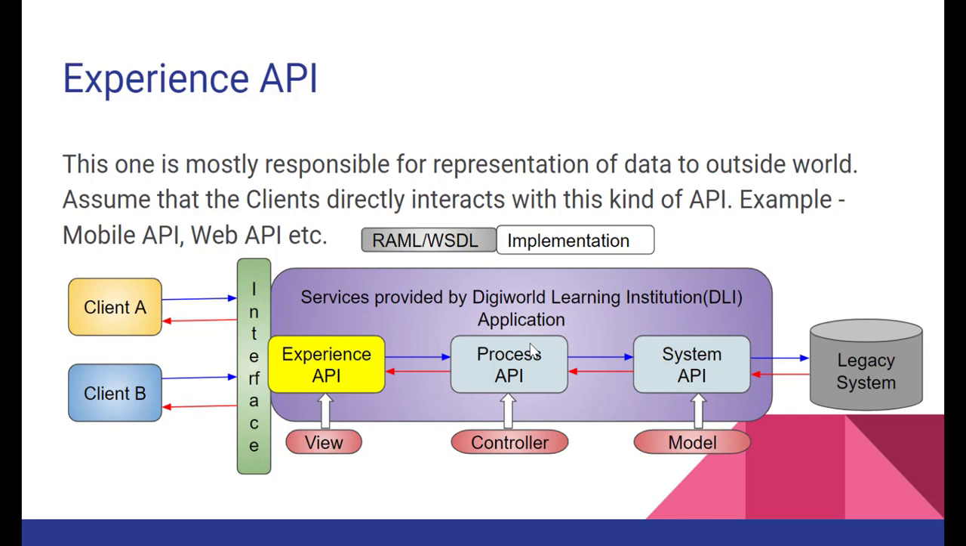Suppose later on the same client wants to access the same kind of services using their mobile devices, right? In that case, there could be a requirement where the web API which is already developed is not supported by the mobile devices. So you need to develop another experience API, and that will expose the data which is suitable for the mobile devices, right? So that is the basic purpose of the experience API.